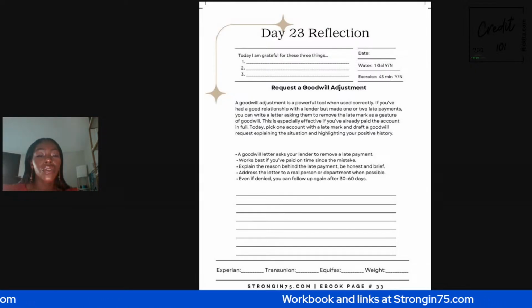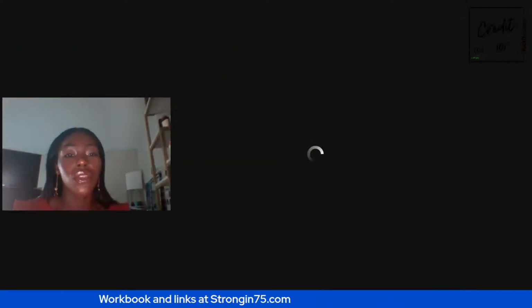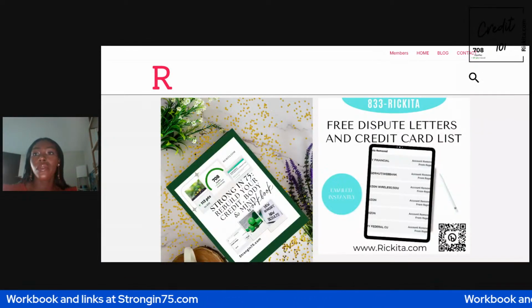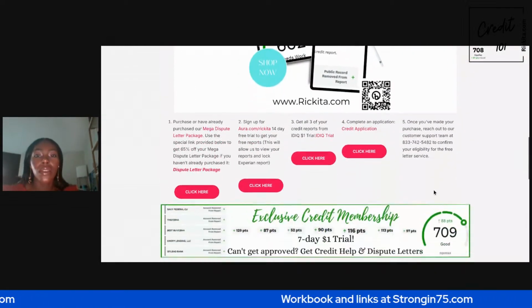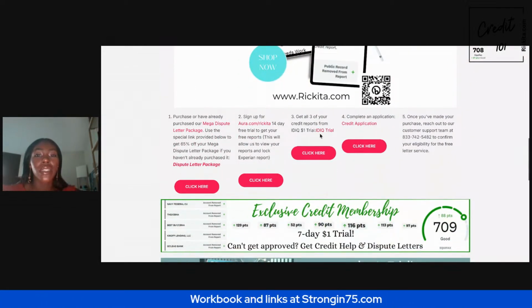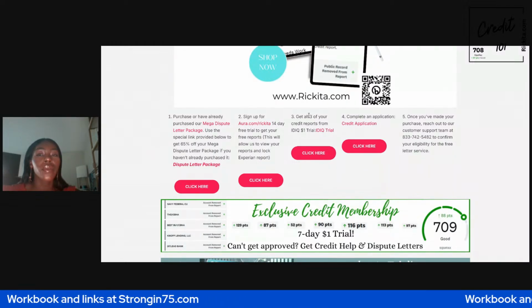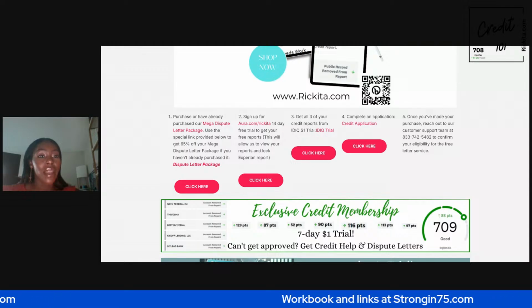You guys can get your credit reports from Identity IQ. When you get your credit reports from Identity IQ, you will be able to get access to the company's addresses. So you can see right here, Identity IQ, it's a $1 trial to get all 3 of your credit reports for the first 7 days. I do suggest that you check that out, because if you know what address you need to send it to, it's going to make it easier for you all.